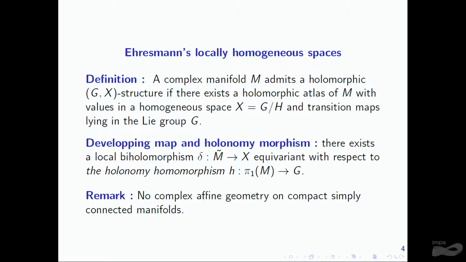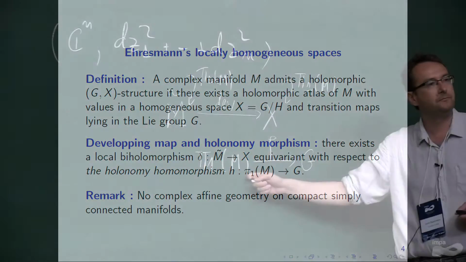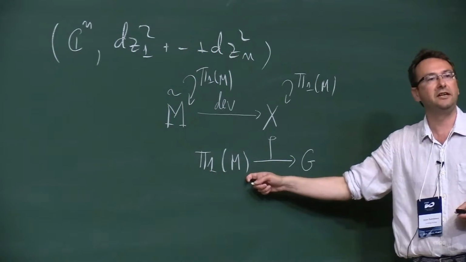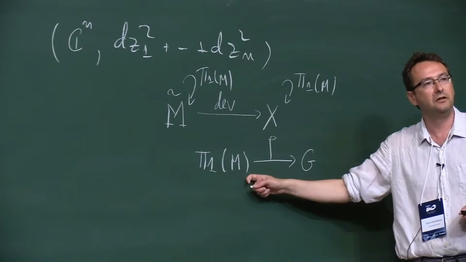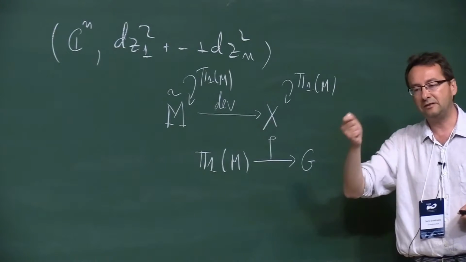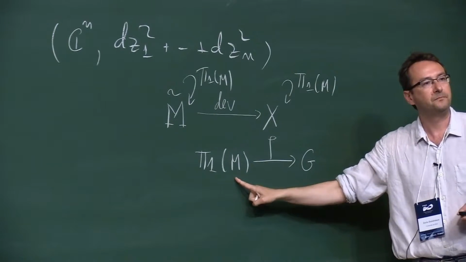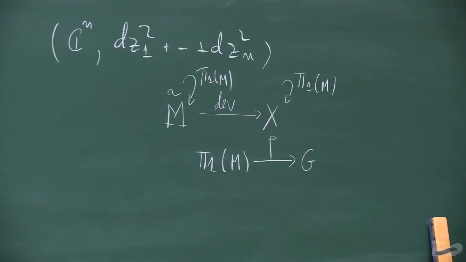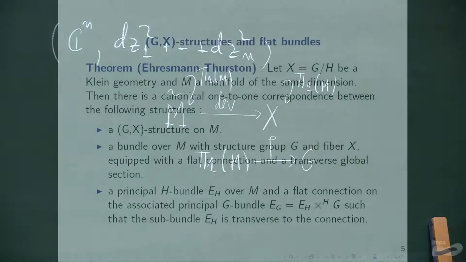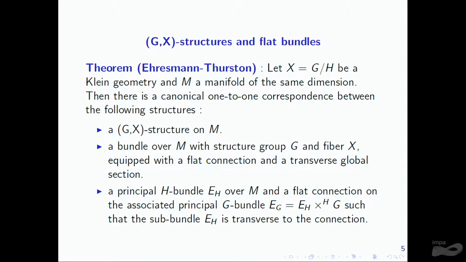In fact, one can study the space of all GX structures on a given manifold M. And the result is that in the neighborhood of a given GX structure, all the others are parametrized, by a local homeomorphism, by their monodromy morphism. And this comes from the following description of GX structure, first given by Ehresmann and also discovered by Thurston. In fact, there are three equivalent ways to speak about GX structure.